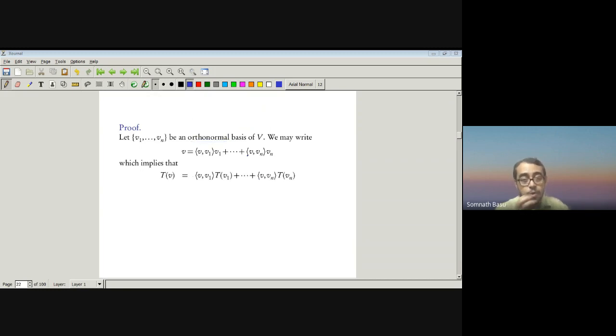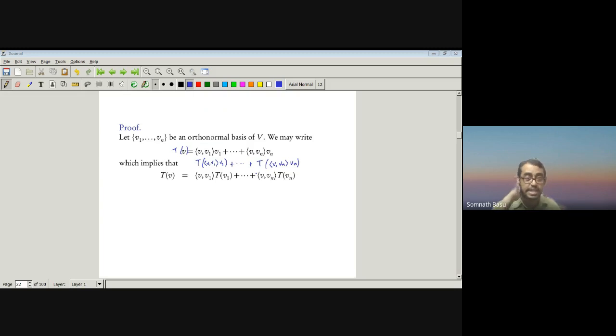So now I can apply T to this. If I apply T to this side, by linearity, what will happen? It will be T of this, but that splits up into T of V1 plus and so on plus T of Vn, right? This is the additivity part of T being linear, but then I can pull out the scalars, so I get this. Great. So what is this saying?